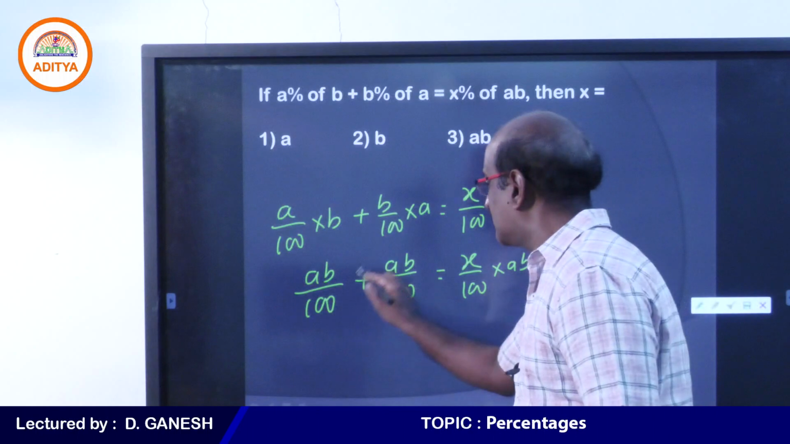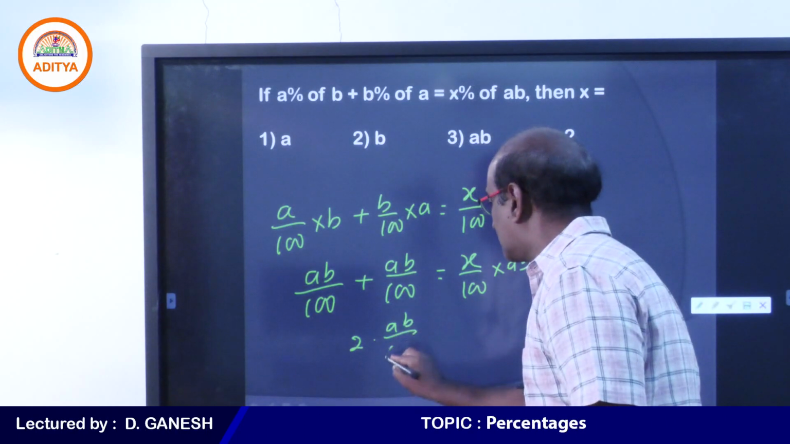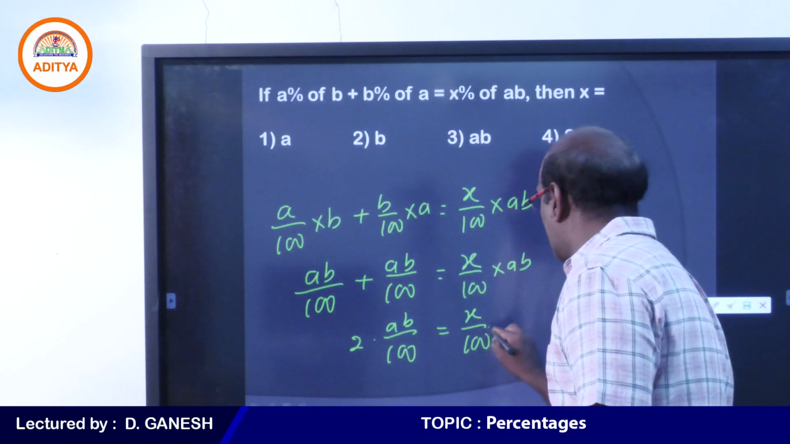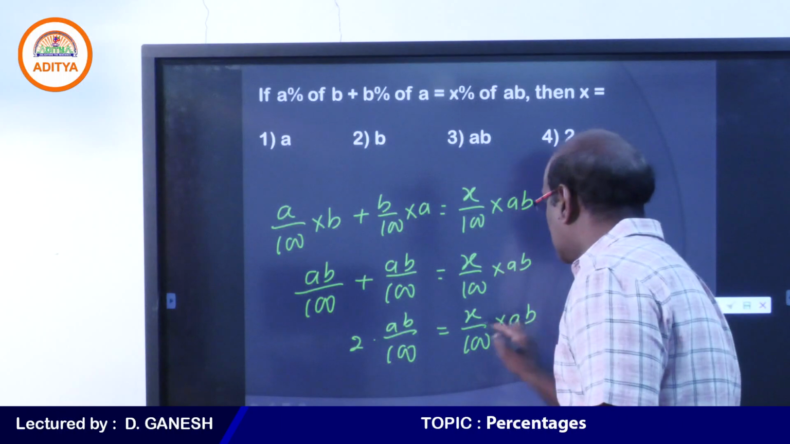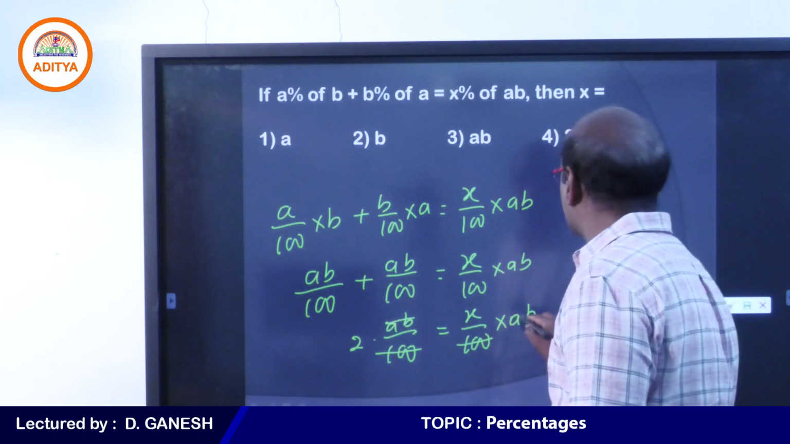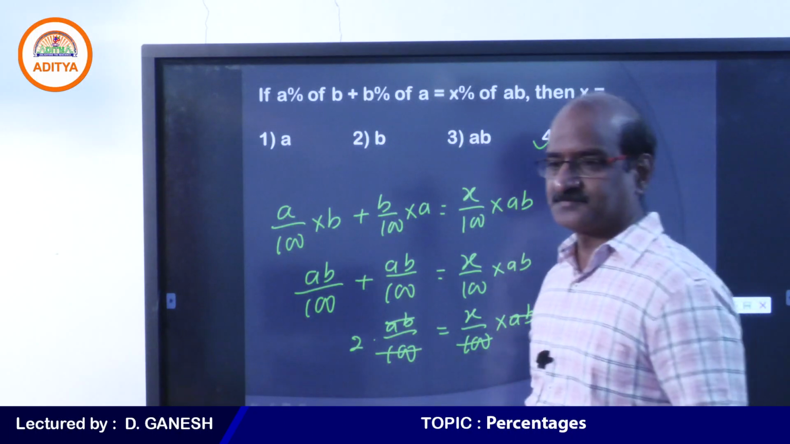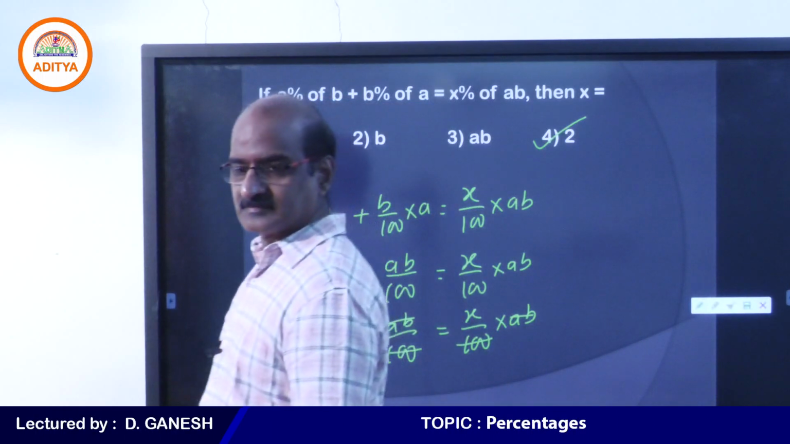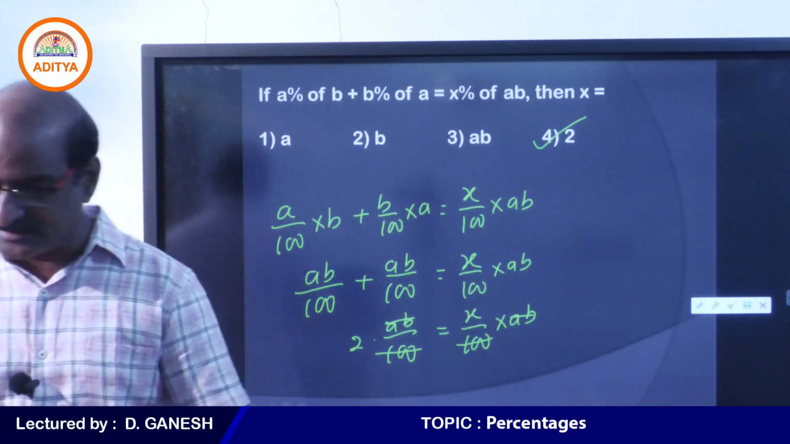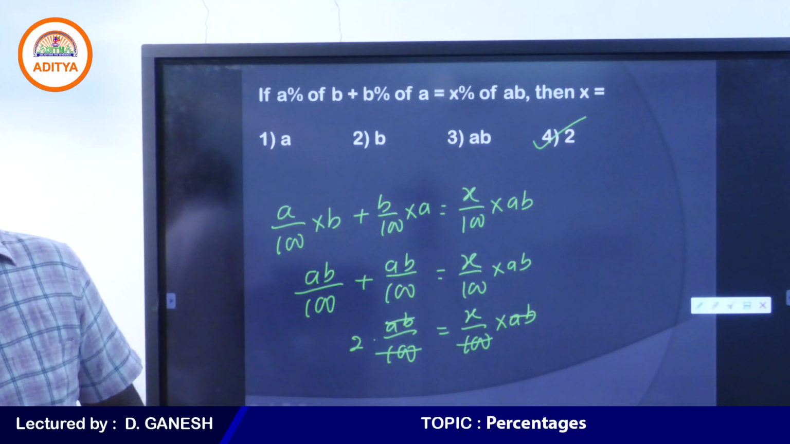Student, AB by 100, AB by 100. So 2 into AB by 100. You can see that. So x by 100 into AB. Do the necessary cancellation, 100 and AB get cancelled. Therefore x is equal to 2. So I hope you understand. So the answer is x is equal to 2. Yeah, very good, very good.